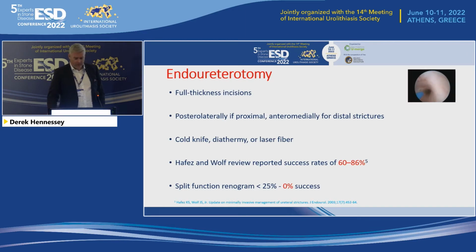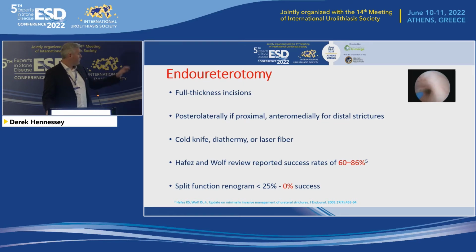If you're not into balloon dilatation, you can do an endoureterotomy. We all know this is a full thickness incision. Posterolaterally if it's proximal, or anteromedial for distal strictures, and you can use a cold knife, diathermy, or laser. I think most people nowadays use a laser fiber.